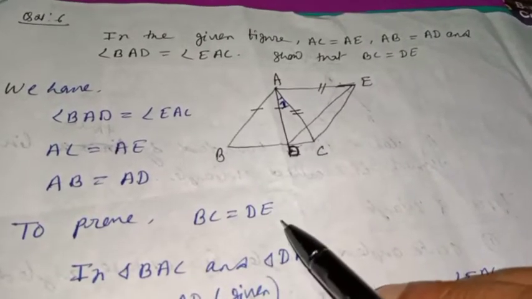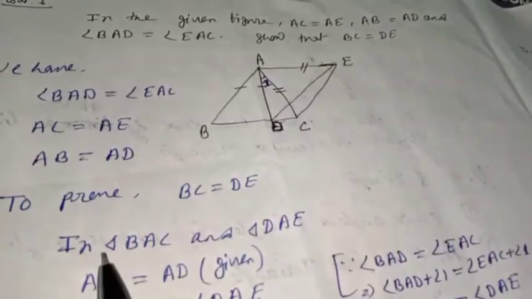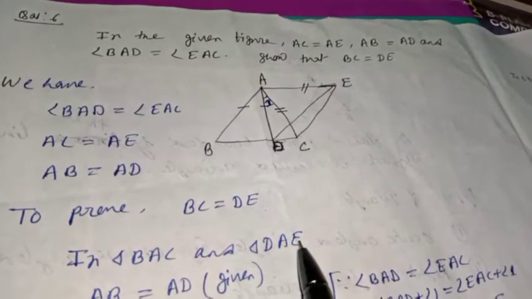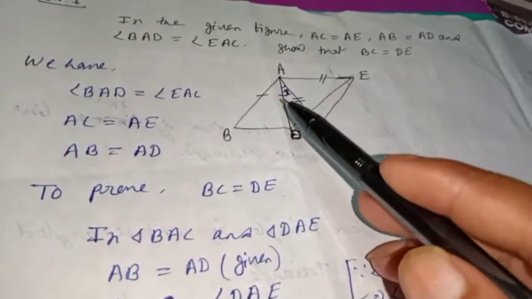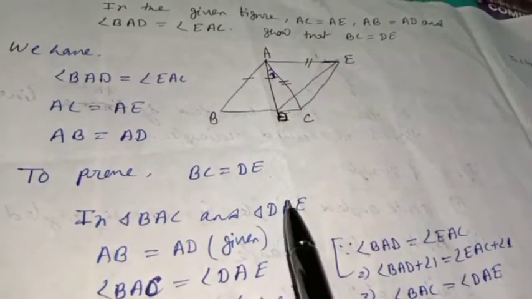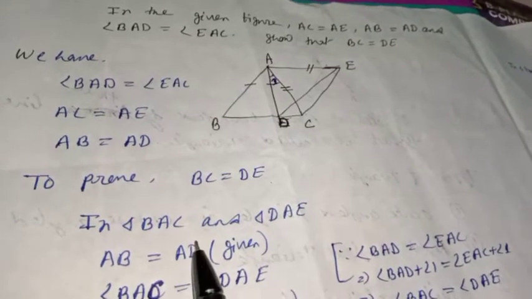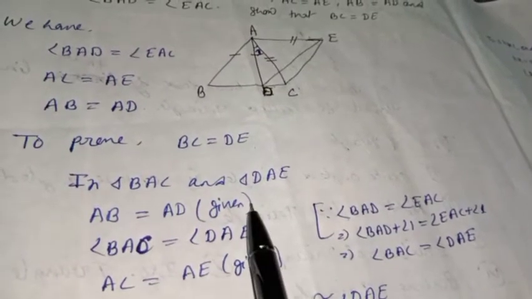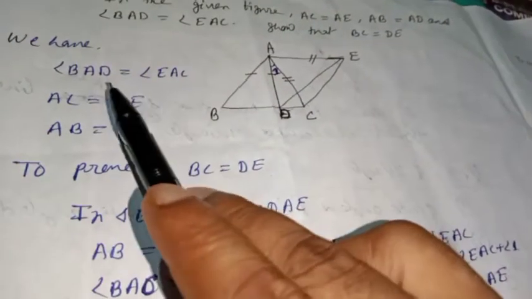Now we have to choose two triangles that contain these as the common sides. So this is why I am taking triangle BAC and triangle DAE, because BAC has BC and DAE has DE. This one you have to choose by yourself. So now see the sides or angles first. It is given in the question AB is equal to AD. You have to see whether AB and AD are the corresponding sides of these triangles or not. Yes, AB and AD are the corresponding sides of these two triangles. So AB is equal to AD, this is given. Then also BAD and EAC.